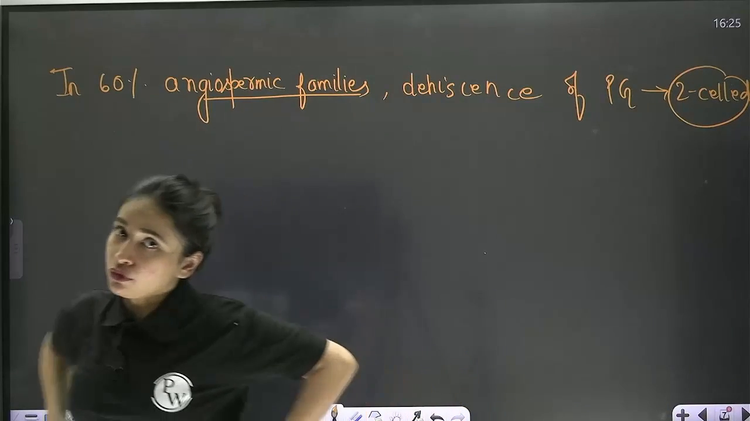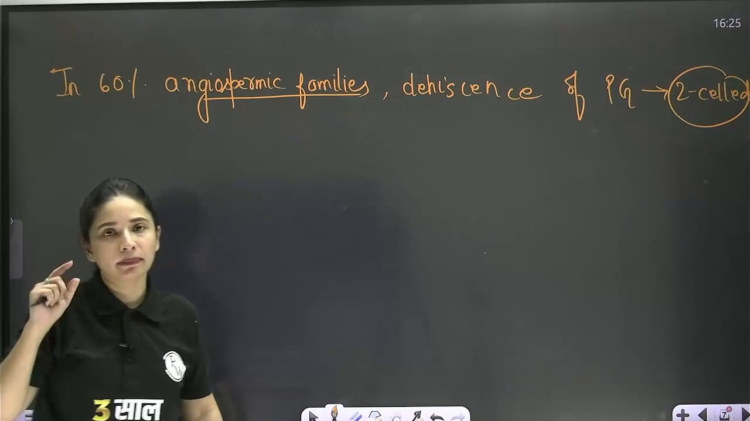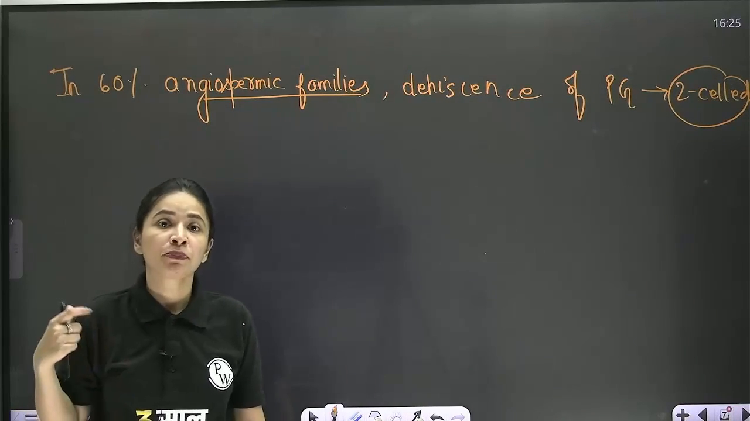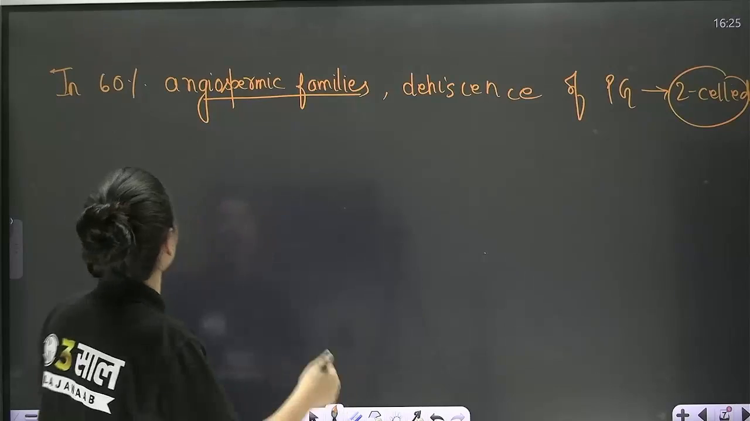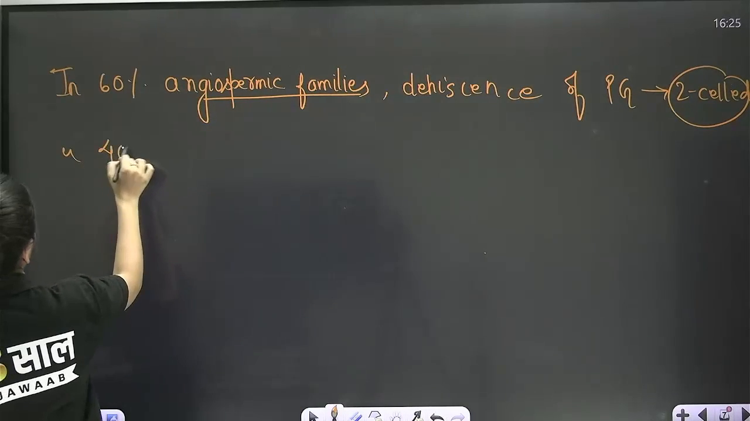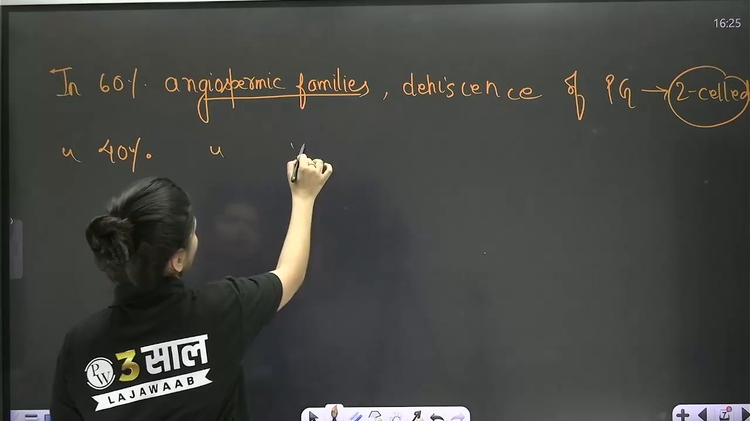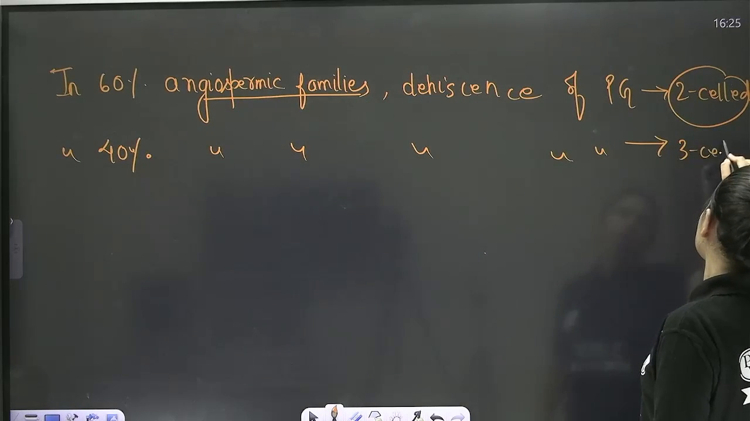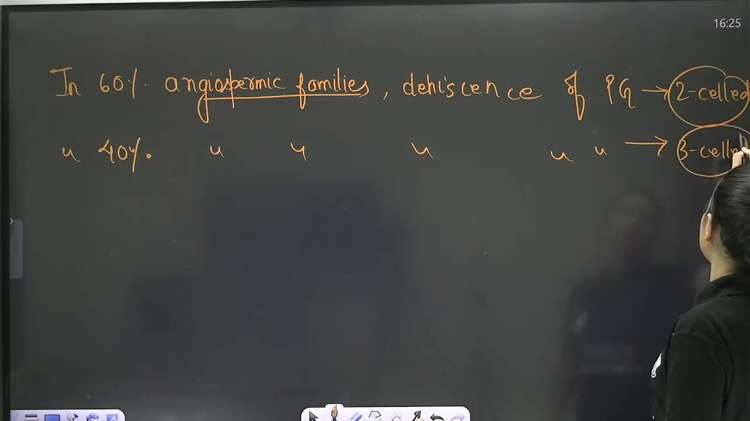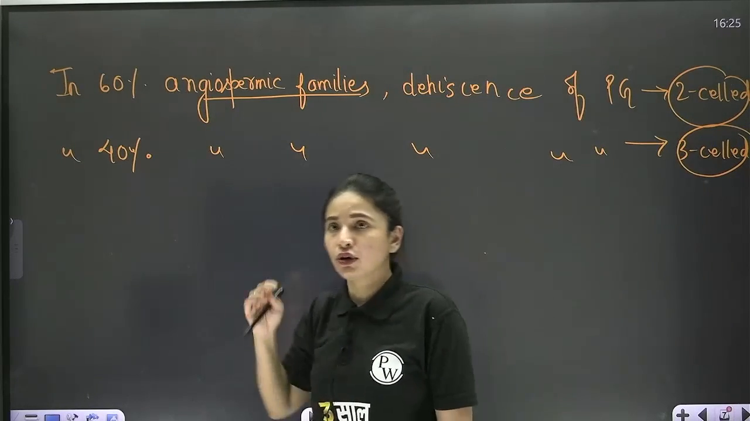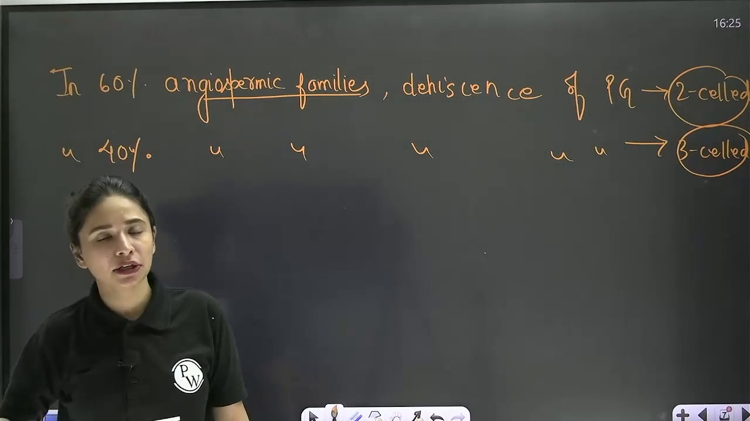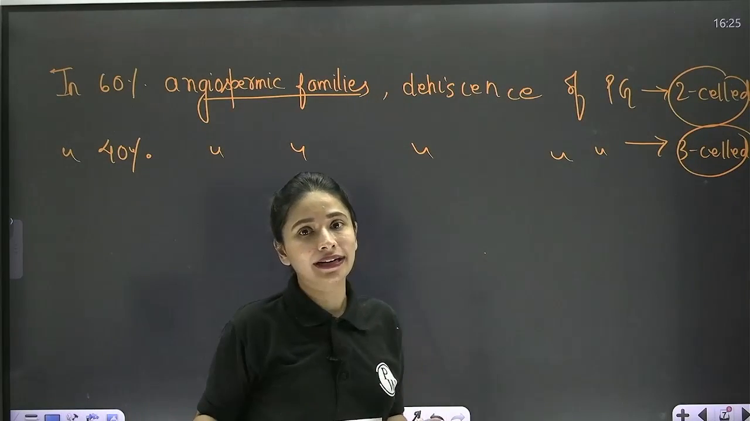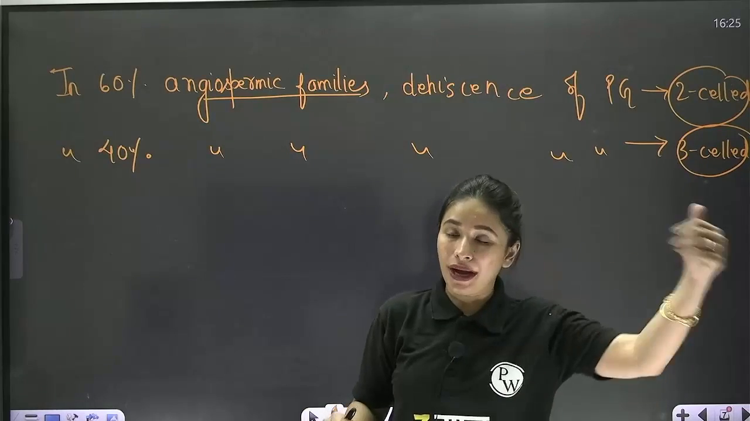Whereas in remaining 40% of angiospermic families, the generative cell further undergoes mitotic division to produce two male gametes. Whereas in 40% of families, dehiscence of pollen grain occurs at three-celled condition. Correct? Got my point? Now, whatever be the condition, ultimately male gametes are produced and your microsporogenesis is complete. Now, one step you have done.